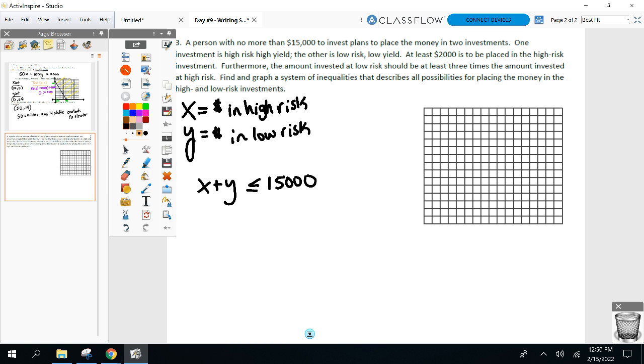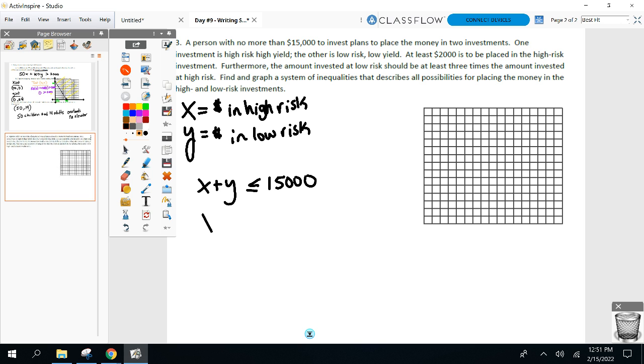Okay, one investment is high risk. We got that. The other's low. Got it. Whoa! At least 2,000 has to be placed in high risk. I didn't say anything about low risk. At least 2,000 in the high risk. What did we call high risk? At least 2,000 has to go there. Don't even say anything about why. I just want at least 2,000 in the high risk. What do you think?